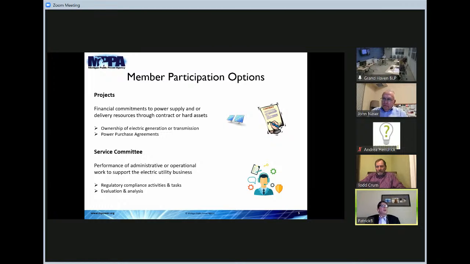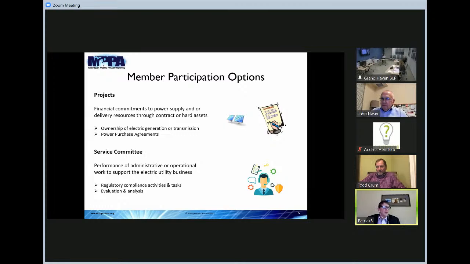Participating in the Joint Action Agency is really done one of two ways: through projects, and projects are simply financial commitments to power supply and or delivery resources through contracts, or hard assets, investing in and constructing an energy resource.